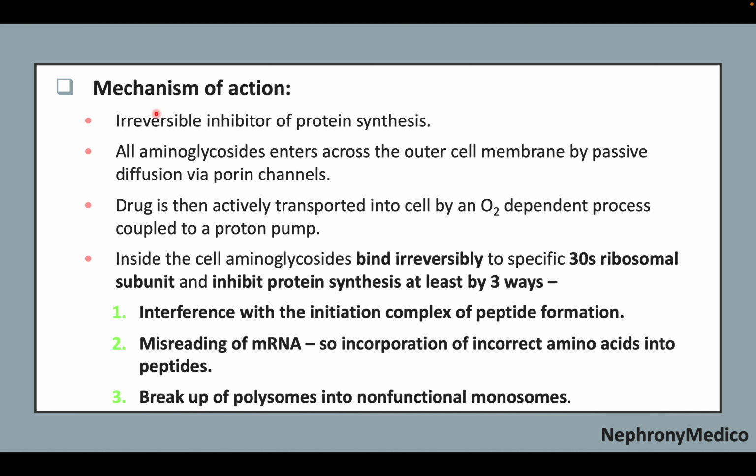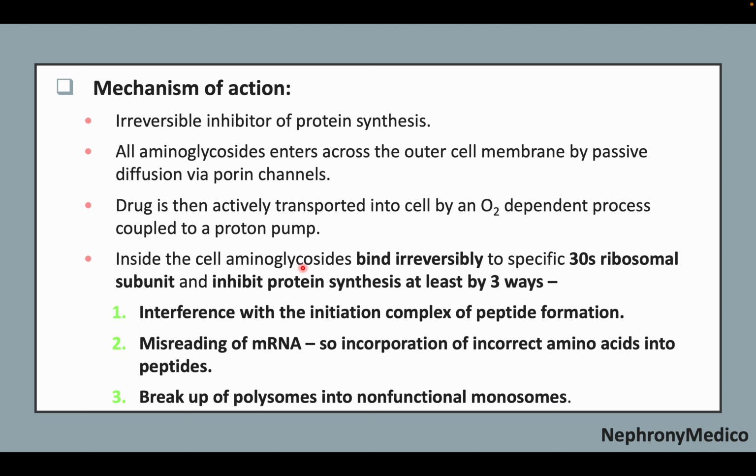Now, mechanism of action: there is irreversible inhibition of protein synthesis. All aminoglycosides enter across the outer cell membrane by passive diffusion via porin channels. The drug is then actively transported into the cell by an oxygen-dependent process coupled by a proton pump.